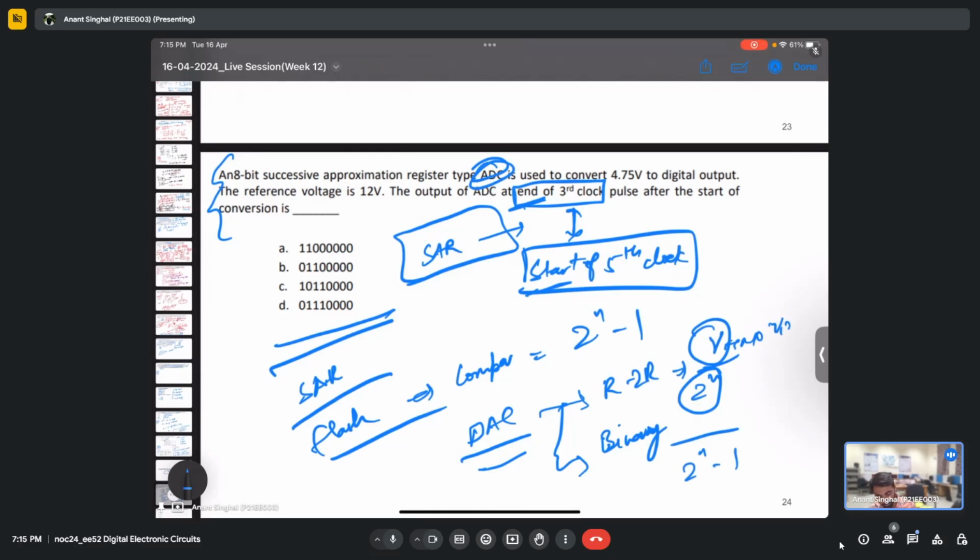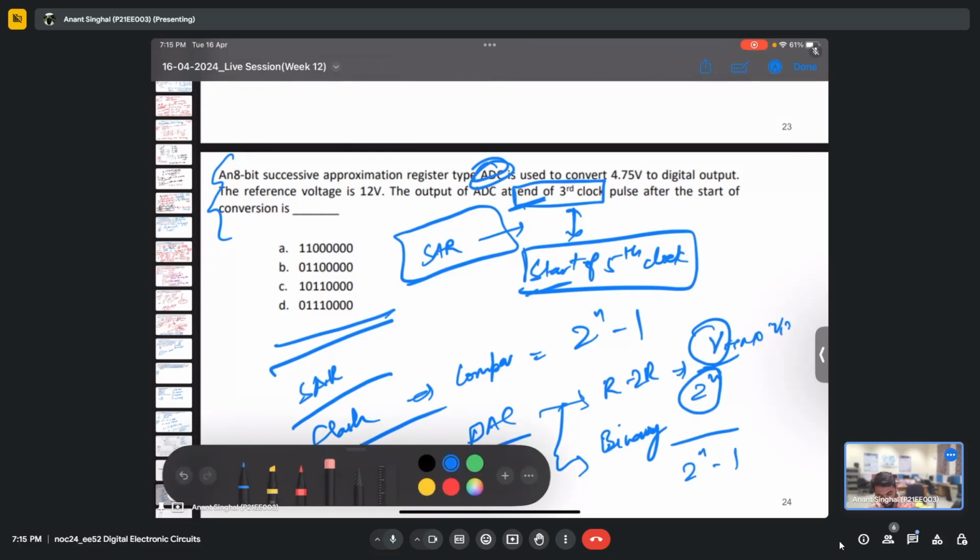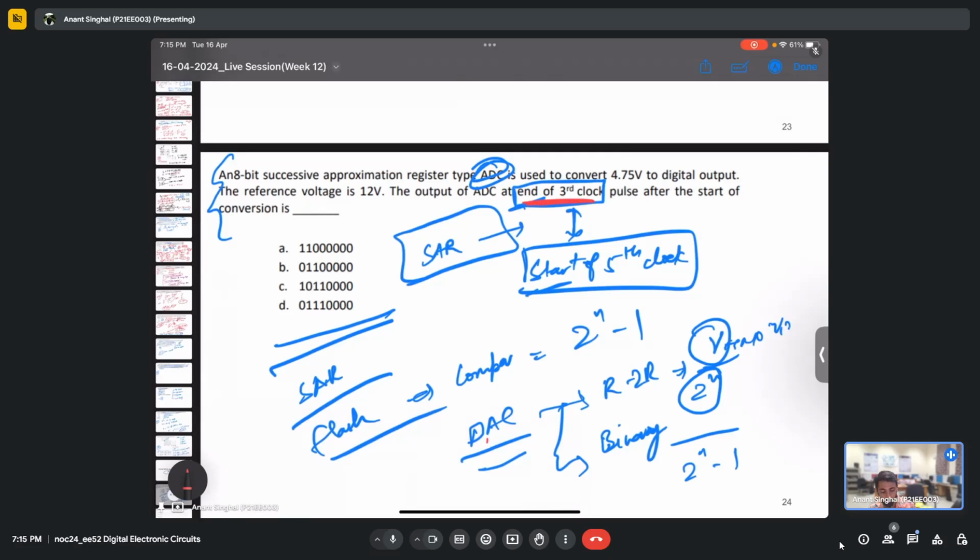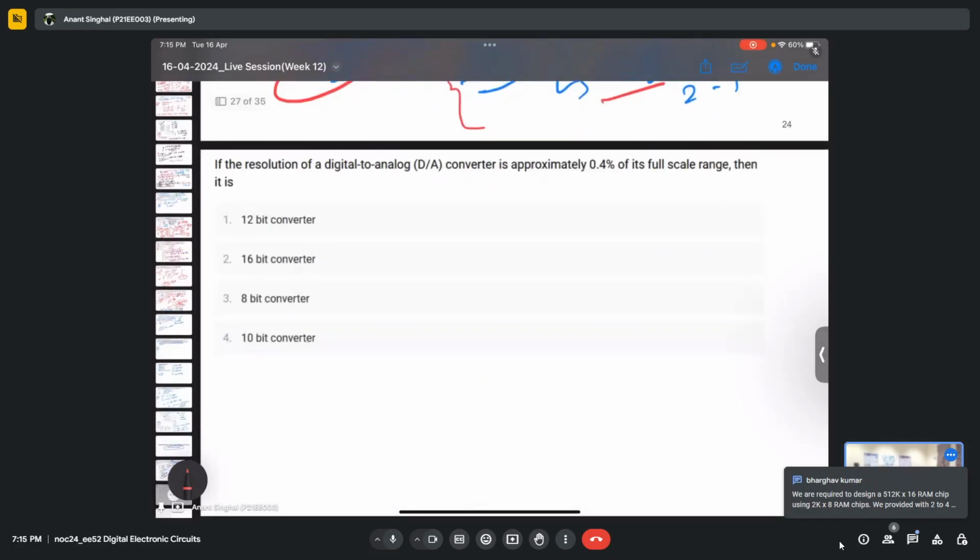So in SAR, this is the most important question that I feel, in which they can play with starting or after the pulse and ask you some of the outputs that can come out of this SAR ADC. Then we have Flash ADC. Then we have the two DACs that I've already discussed, R2R and binary. So you need to be aware of these concepts. Then one similar question was there, in which we are required to design.